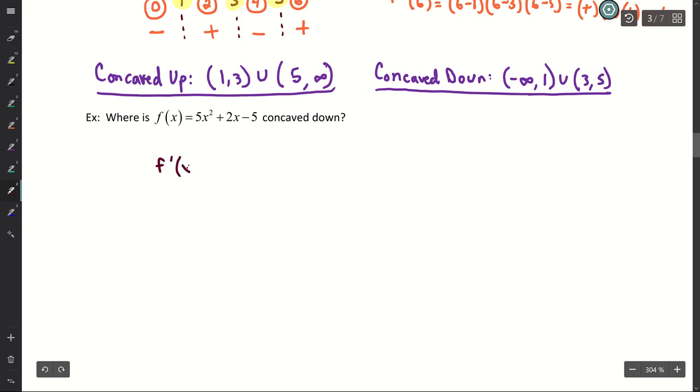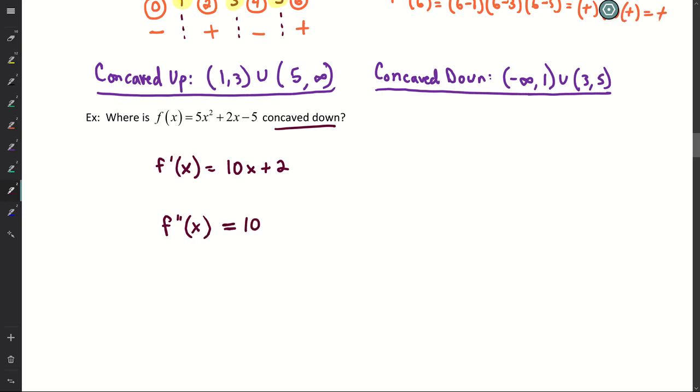So if we take the first derivative, and that's ultimately going to mean going to the second derivative. If we take the first derivative here, we get 10x plus 2. Then if I take the second derivative, notice that I get a constant function. I get 10. What in the world does that mean?